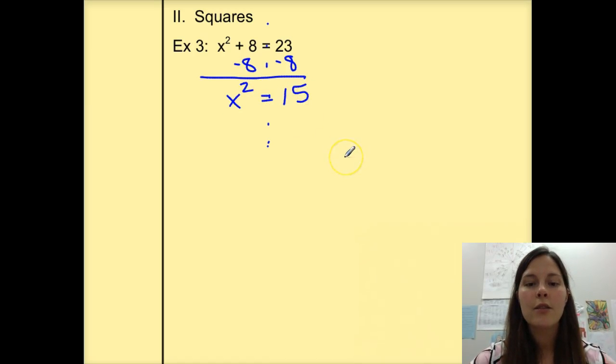To cancel the square, I use the square root. Remember, the square and the square root are inverses, so that'll cancel the square, leaving me with x equals the square root of 15. 15 does not have any perfect square factors, so it's in simplest radical form.